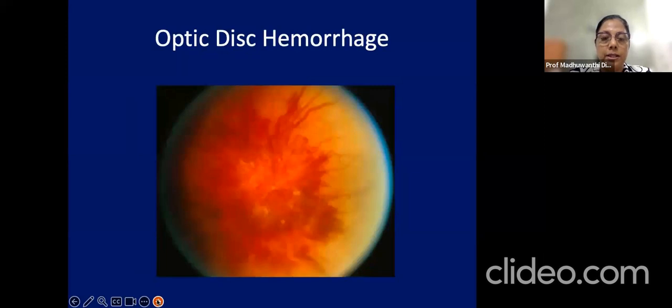So this is a disc hemorrhage, optic disc hemorrhage, which again can occur due to blunt trauma. So when you see the fundus, you will see that there is extensive hemorrhage there.